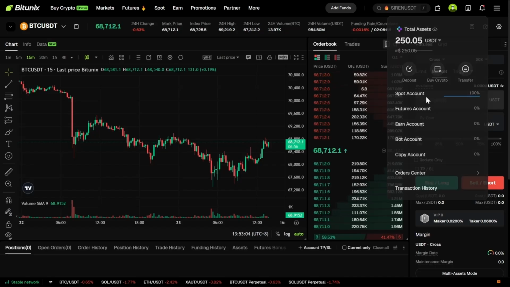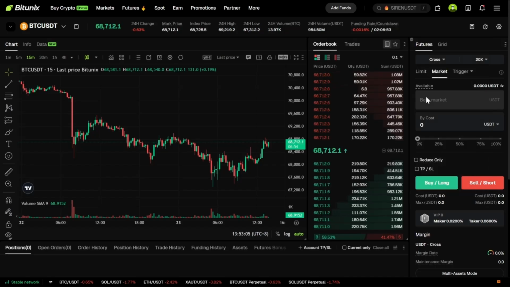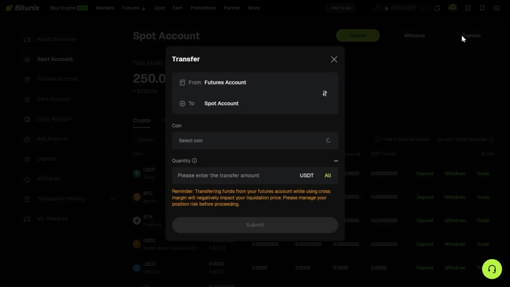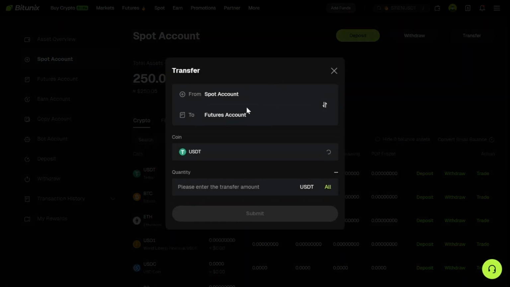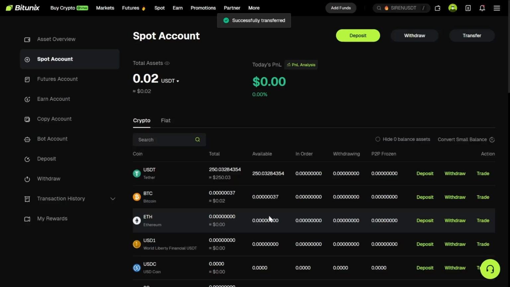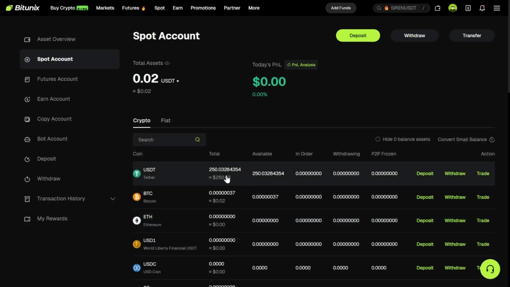We can click on our spot account. Then on the top right, it says transfer. We click that, and we make sure we are transferring from our spot account to our futures account. We see our 250 USDT. Click all, and then submit. We have successfully transferred our balance to our futures account.